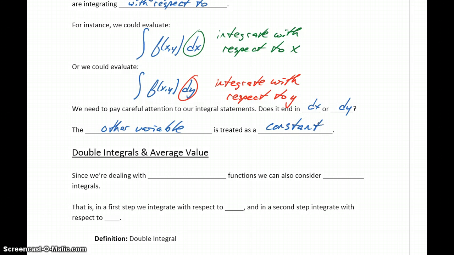So a very similar idea to when we looked at partial derivatives. One variable we would take the derivative with respect to, the other was treated as a constant. Here the same idea, we integrate with respect to x or y, and that other variable is just treated as a constant.